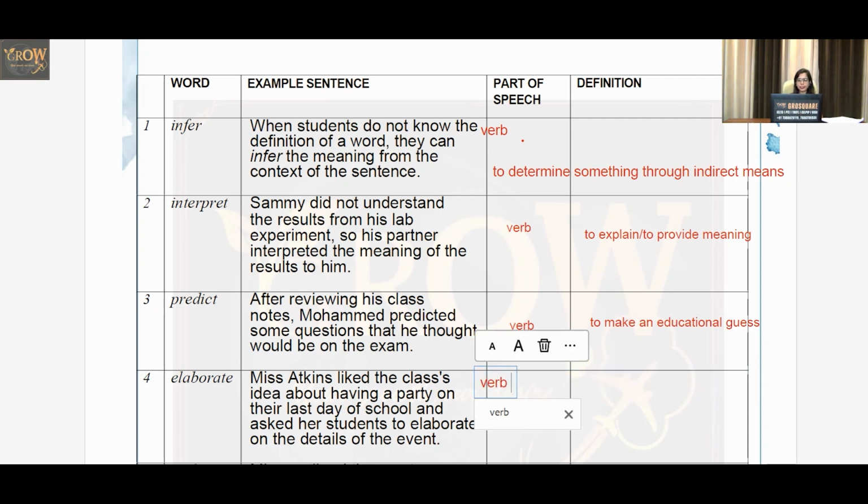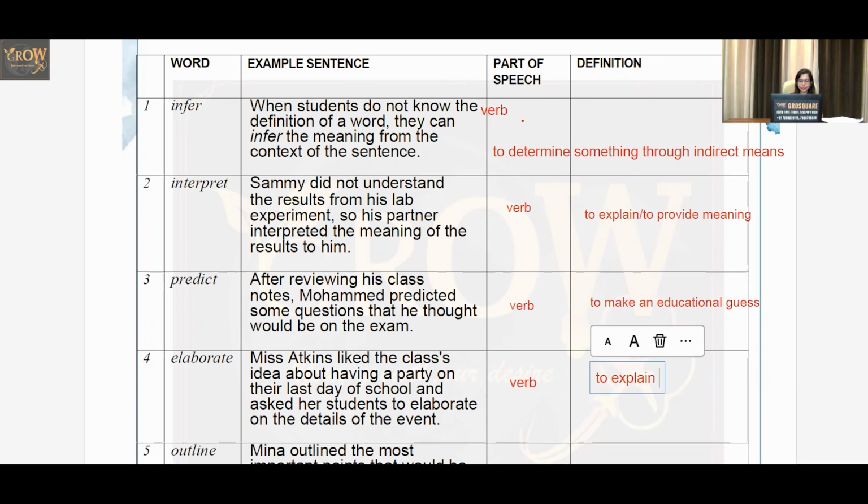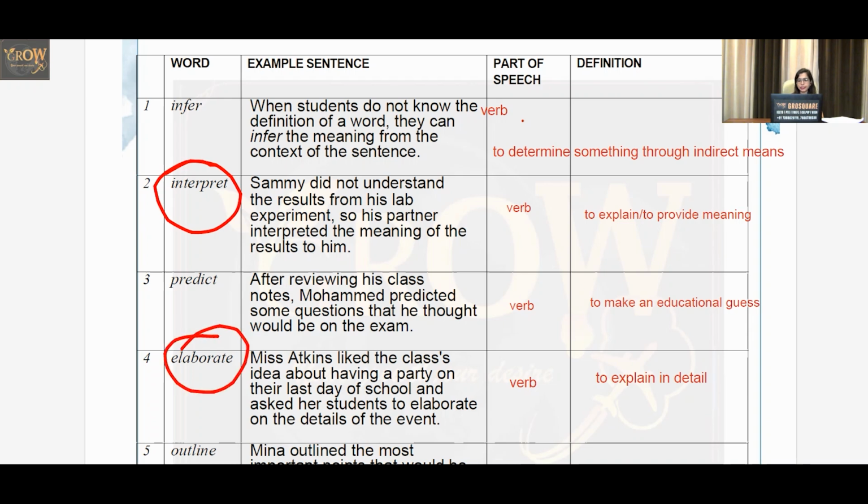Now if we discuss the meaning of this word elaborate, let's see. The meaning is to explain in detail. ठीक है, अभी your question should be, do you think that interpret and elaborate are the same? Because here as well I'm writing to explain, and here as well I'm writing to explain. So the answer is a clear no. Why? Interpret means to explain, but elaborate means to explain in detail.